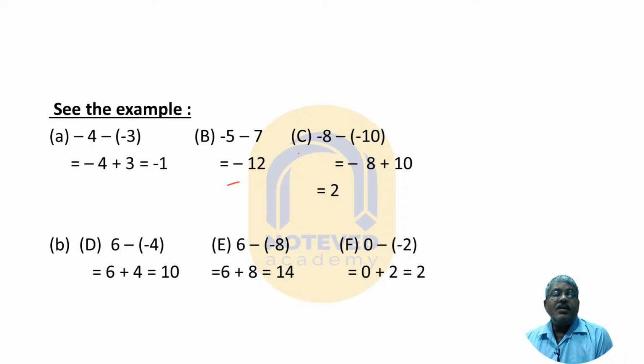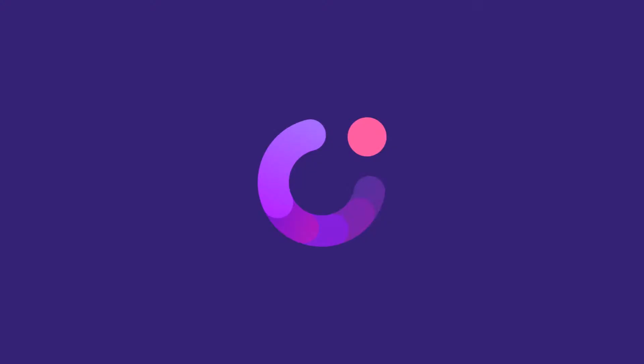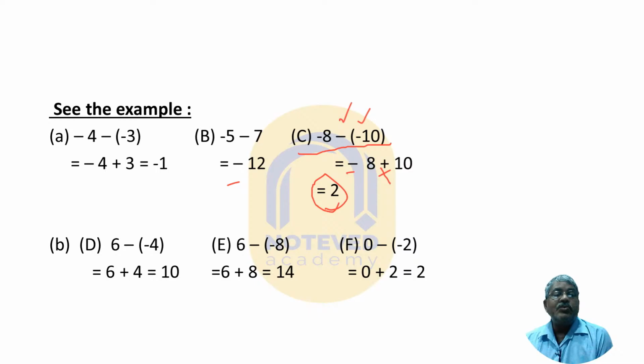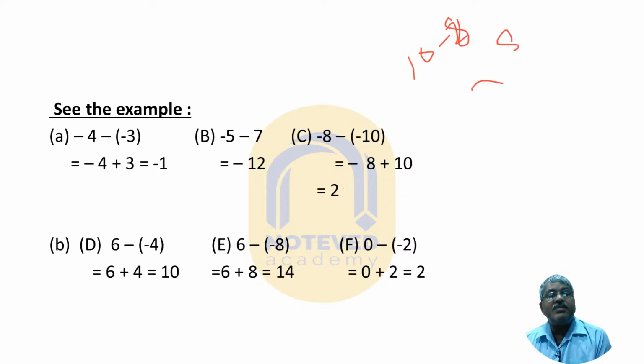In this way, you see minus 8 minus 10 is equal to, minus into minus is plus. So minus 8 plus 10. Here it is 2. But how do you get it? Now 10 minus 8 is equal to 2. The sign will come from the 10. 10 is positive. So it is 2.